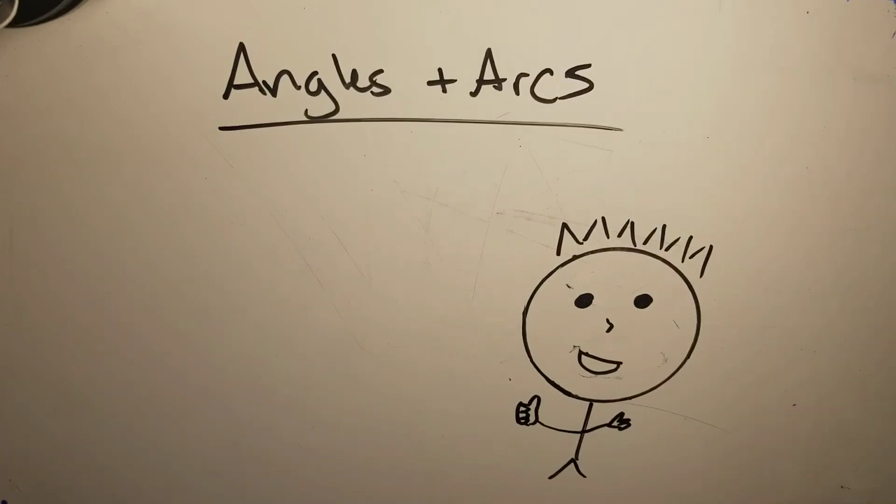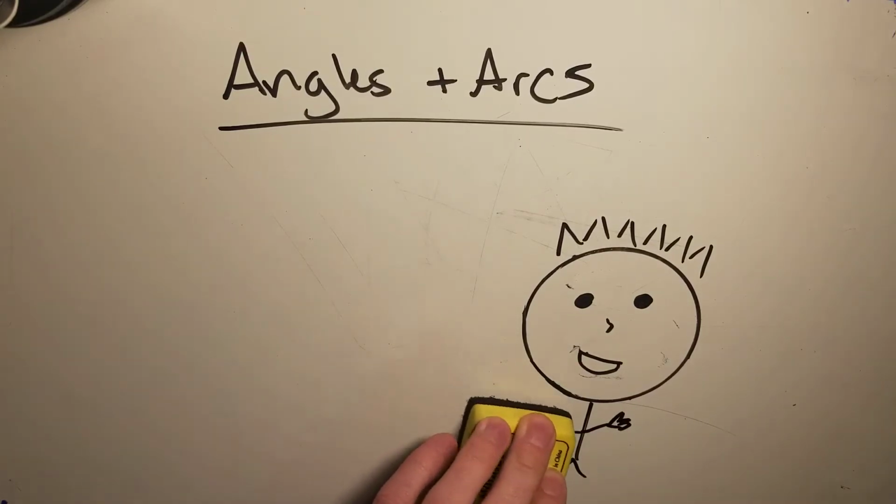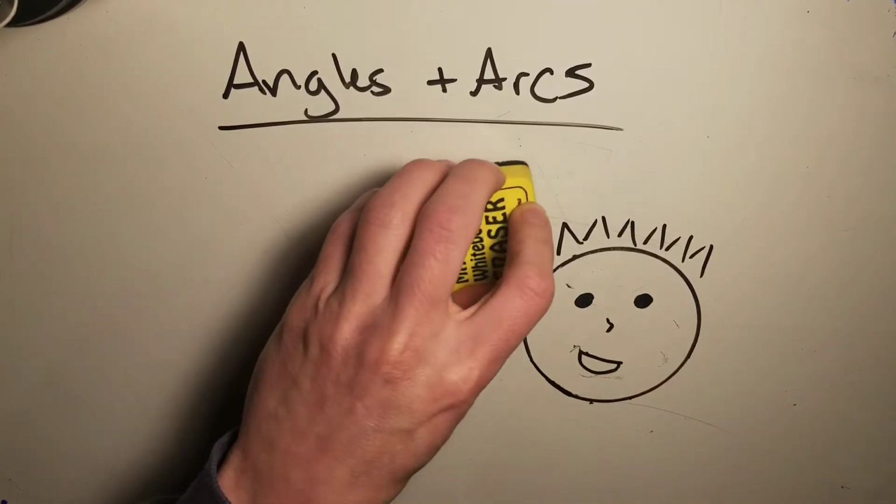Hey guys, today we're going to talk about two really special things in a circle, and that is something called the central angle, and we'll talk about arcs as well. So we'll use this little circle right over here.